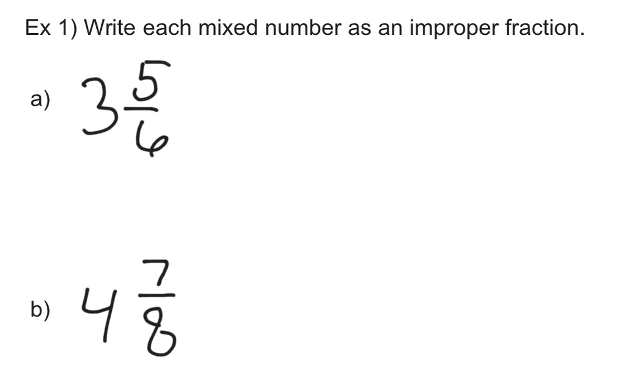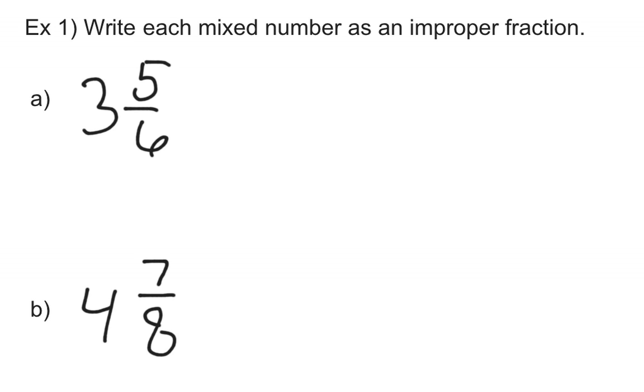Okay, let's go ahead and do a couple of things here. Example 1: write each mixed number as an improper fraction. If we have mixed numbers, sometimes we're forced to change them, whether it's because we want to compare fractions or because we want to add, subtract, multiply, or divide. There are times we want to take something like 3 5/6 and change it into an improper fraction. That's what we're going to learn here. I'm going to do part A, and I'm going to let you try part B on your own.